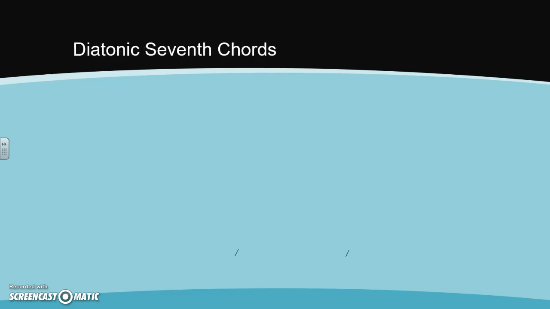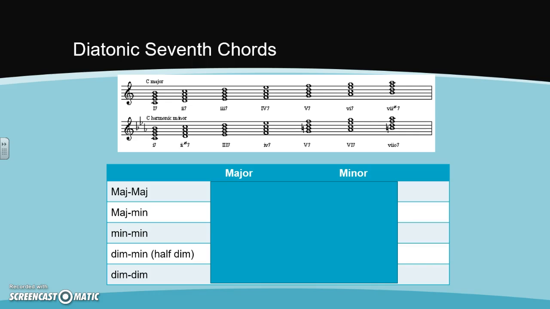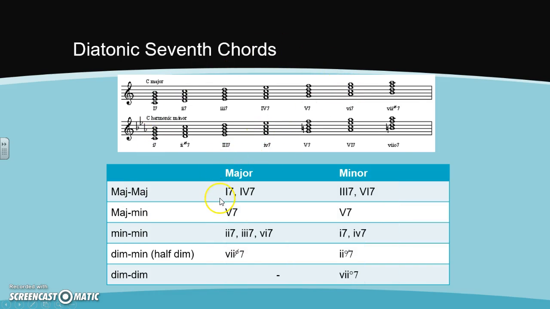In Chapter 4, we learned all of our diatonic seventh chords. We also learned that seventh chords are named by their triad and their seventh. So a major seventh chord has a major triad and a major seventh. A major minor seventh chord has a major triad and a minor seventh. So we went through all of our chords in major and minor tonalities, and we found that major tonality has 2 major seventh chords. Minor tonality also has 2, and we went through all of our seventh chords.